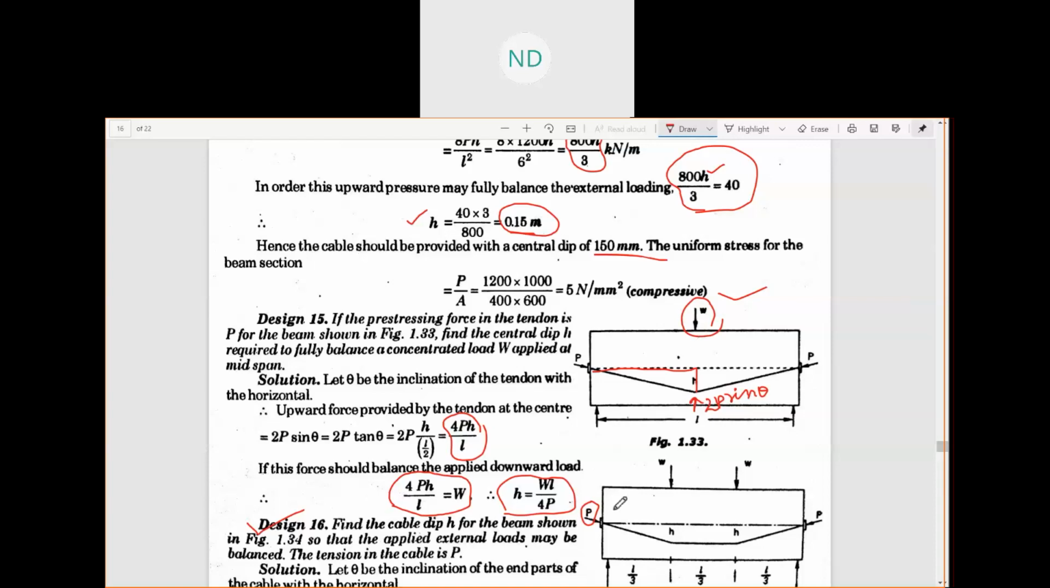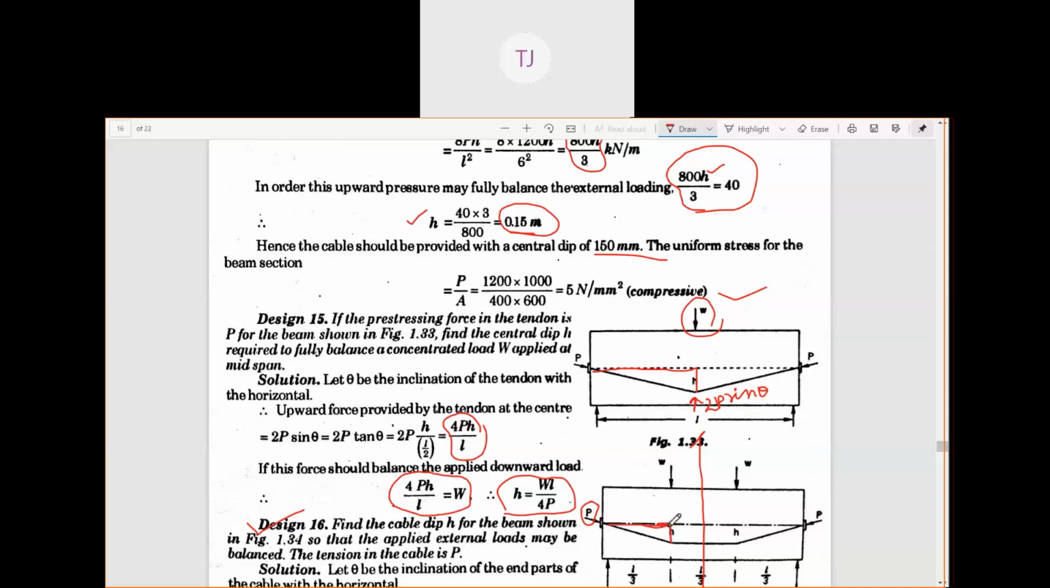Let me show you the solution. Since these are equal, this W is equal. The downward lobe is equal. If we go through the center at the midspan, and we see from here, this part is also equal. So we have to find out this dip. So we can consider this portion.